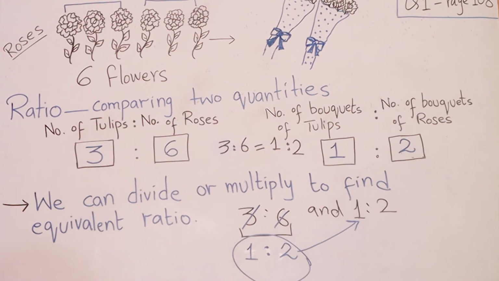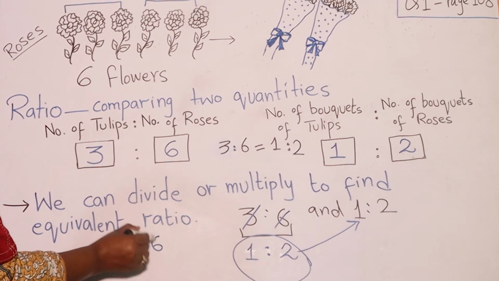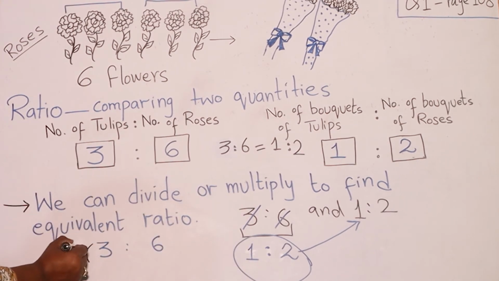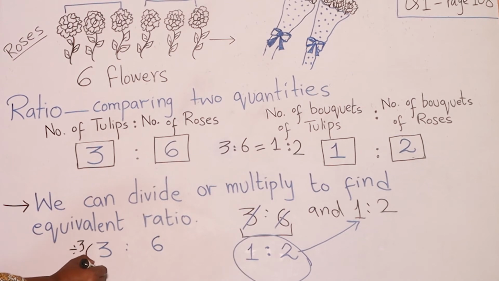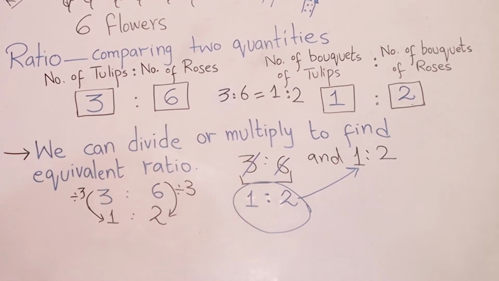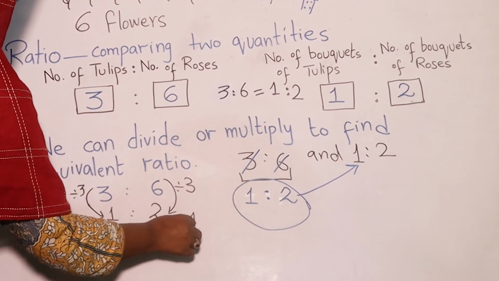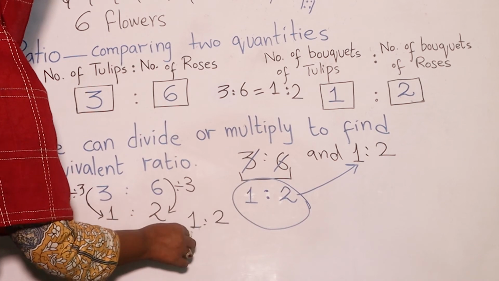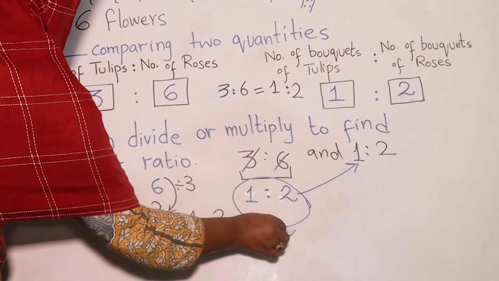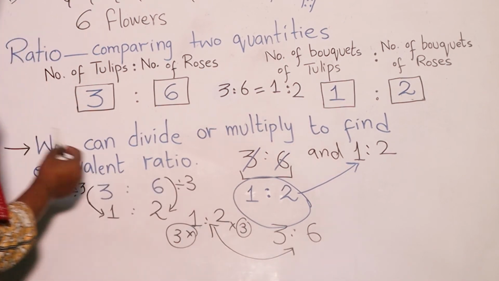In the above example, if we have 3:6 and we divide it by 3, we get 1:2. Now you can see that 1:2 when multiplied by 3 gives us 3:6. It means these are the equivalent ratios.